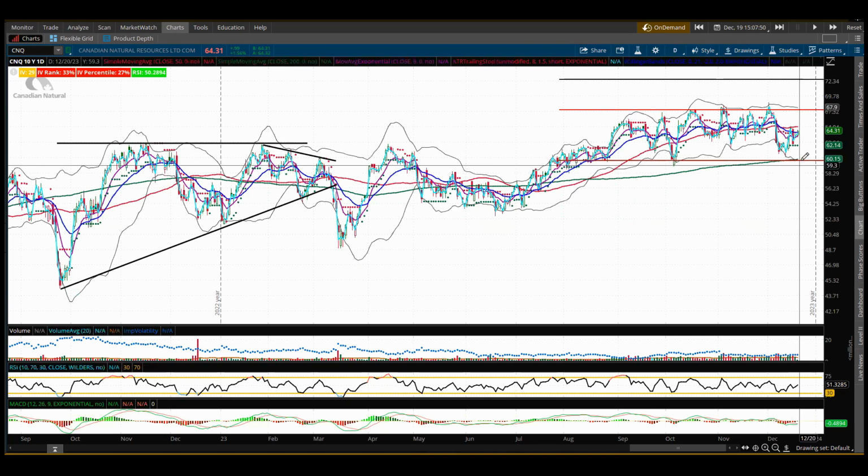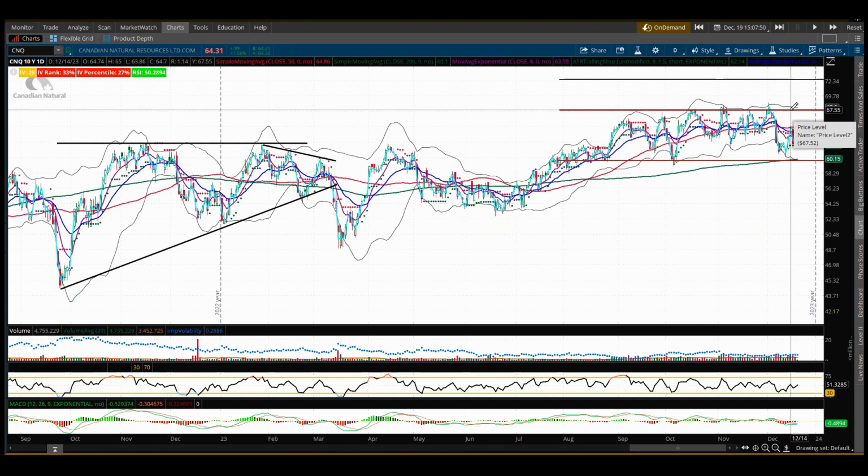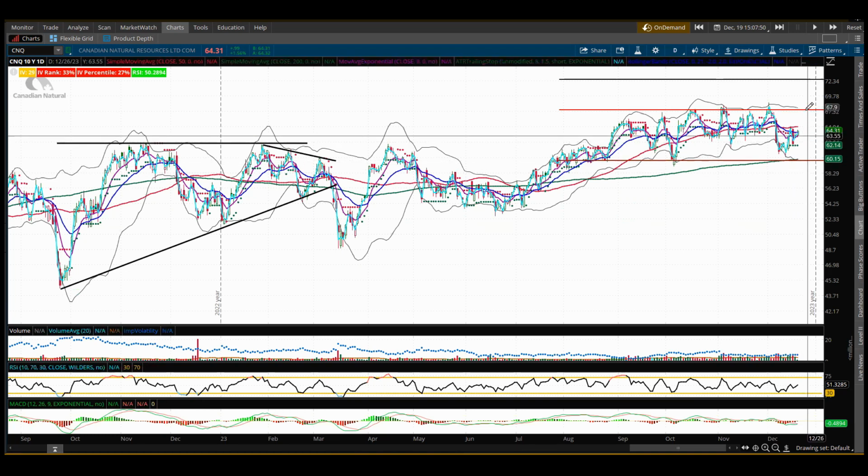Now, let's say the stock breaks below here and it just continues falling. Well, then you're going to have to get a lot more aggressive with your rolls. So maybe you already did roll to the 67.50. At that point, if the stock breaks through and continues lower, you're going to have to roll this down, maybe all the way to the 50-day moving average, maybe somewhere around the 64.50 level.